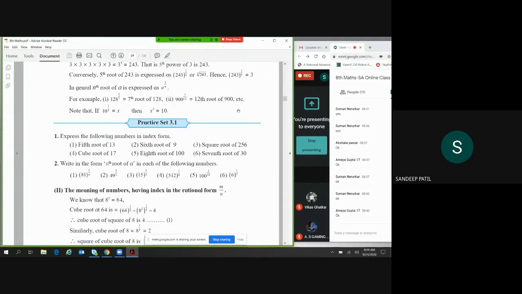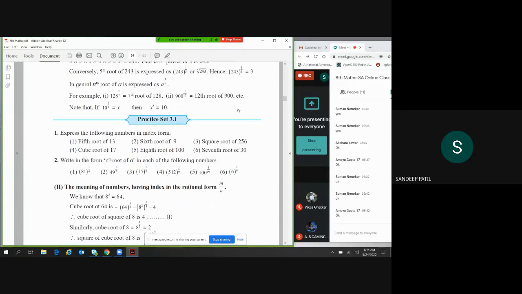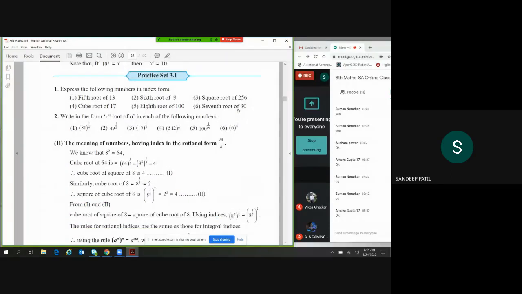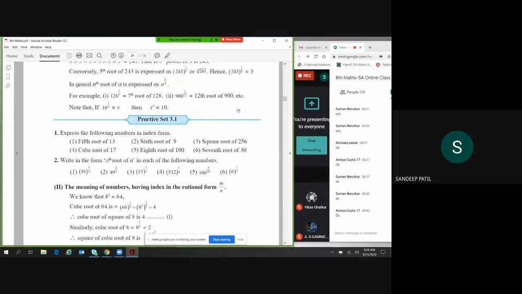So let's try to solve this practice set. I know that it may be difficult for you guys to write in this format, but I will give you a trick how to write.